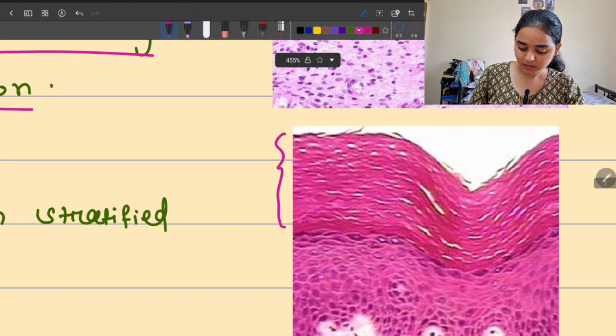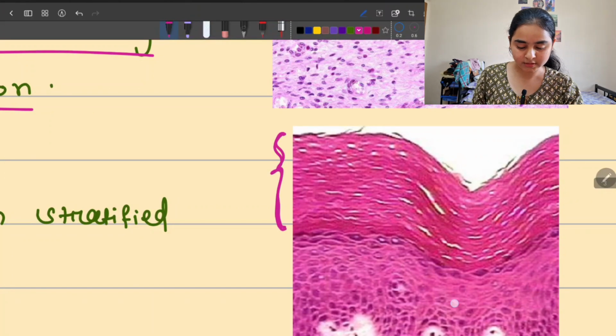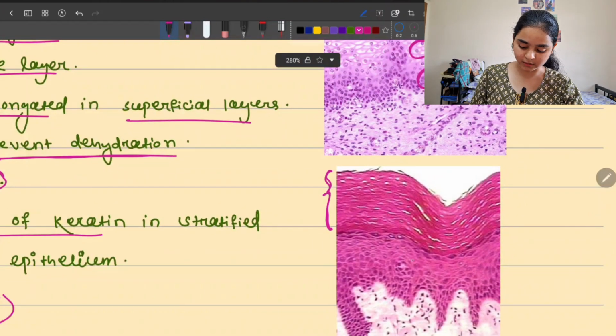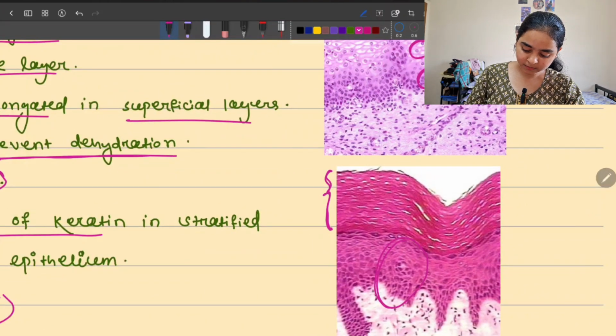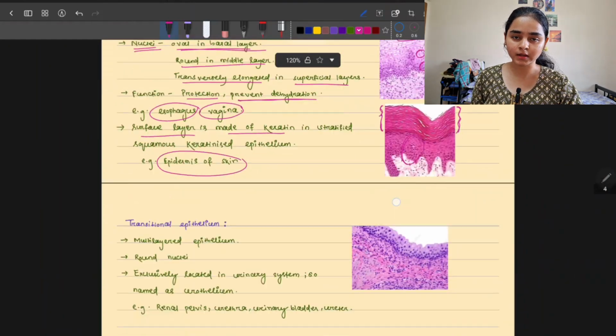Here you can see the keratin layer is a thick keratin layer present in the stratified squamous keratinized epithelium. Other things are same as the stratified squamous non-keratinized epithelium, but only the surface is covered by the keratin.